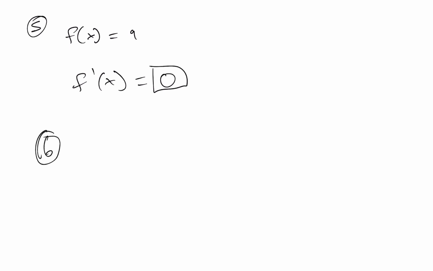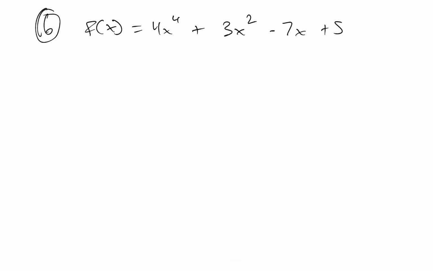Let's make this one a long one. Let's say I were to give you 4x to the 4th plus 3x squared minus 7x plus 5. So we're going to do this term by term. So f prime of x, and feel free to try this example on your own first, but make sure to apply the power rule to each term separately.